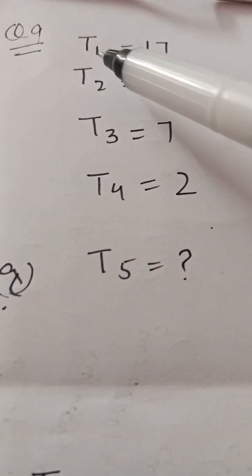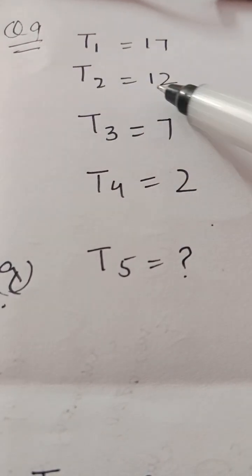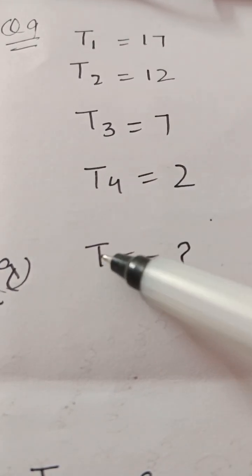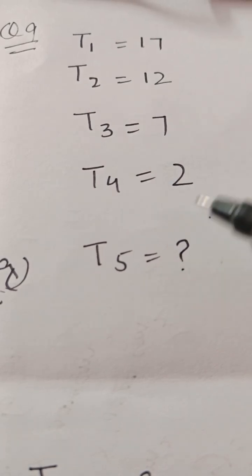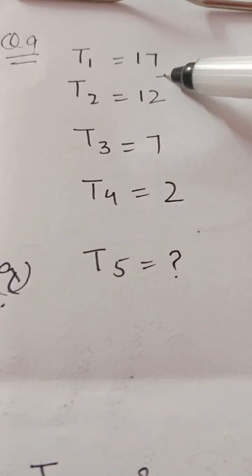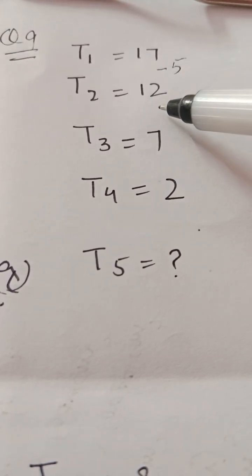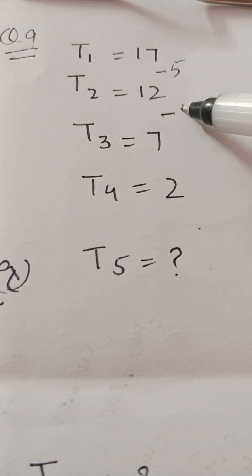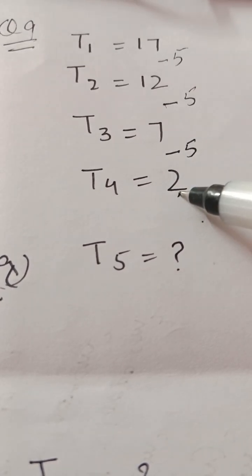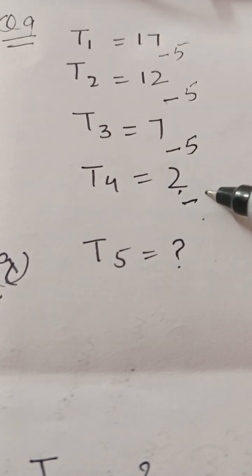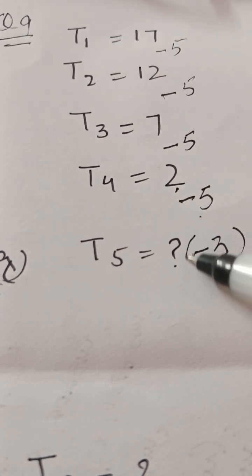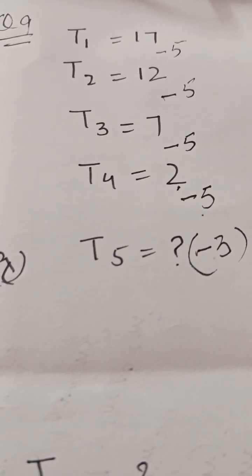In question number 9, T1 is equal to 17, T2 is equal to 12, T3 is equal to 7, T4 is equal to 2. And we have to calculate here T5. We can see that if we subtract 5 from 17, we will get 12. And if we subtract 5 from 12, we will get 7. And subtracting 5 from 7, we will get 2. So if we subtract 5 from 2, then we will get minus 3. So fifth term of this sequence is minus 3.